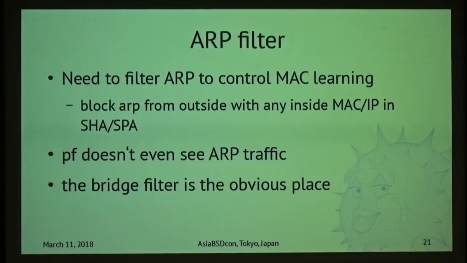So to prevent mislearnings, in the vein of we cannot use static mappings on the inside systems, we need to filter these ARP announcements. And, well, PF can't do it because PF works on the IP layer. It doesn't even see the Ethernet headers. The obvious place to do that is in the bridge. And the bridge already has filters. However, those filters cannot peek inside our packets. Well, they cannot, could not.